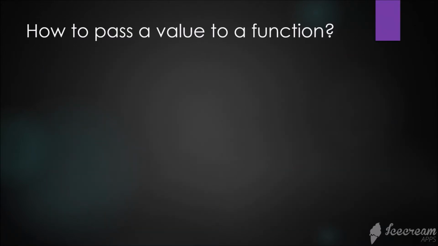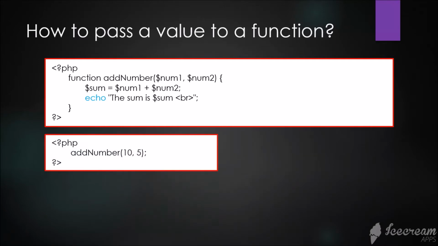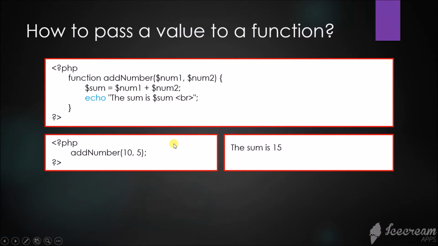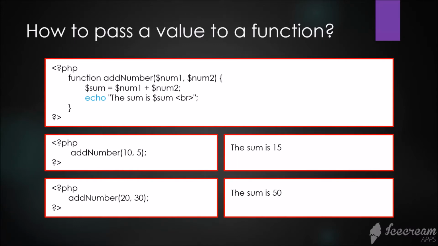Okay, now let's have another example. So we define or declare a function of add number. Then we have two arguments, which is the num1 and num2. In this part of our code, we calculate the sum of the num1 and num2 here. Then in this statement, we try to display the sum of the number. If we call the function and passing an argument of 10 and 5, basically the output will be the sum is 15. Now, if we call the function having different argument, which is 20 and 30, then we will have this output.